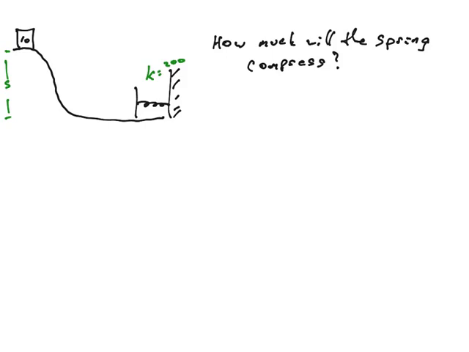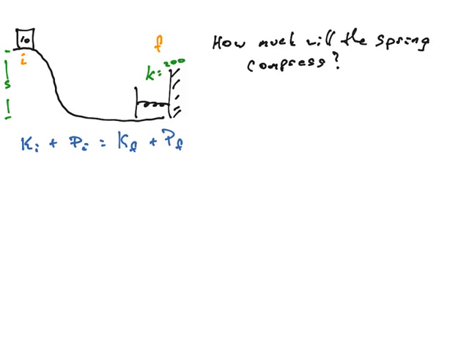So the maximum compression. When a block hits the spring, it's going to push it in. How far will it push it? All right, well, of course, kinetic initial plus potential initial is kinetic final plus potential final. All right, let's do our normal thing. What's our initial state? We're at the top of the hill. Final state, we've hit the spring, compressed it as far as it'll go.